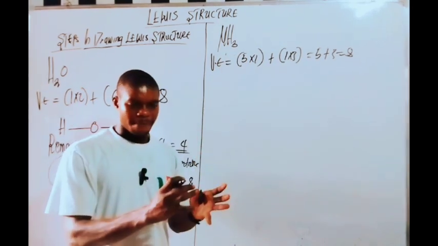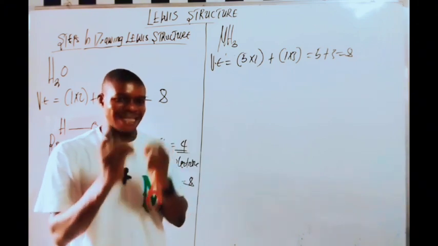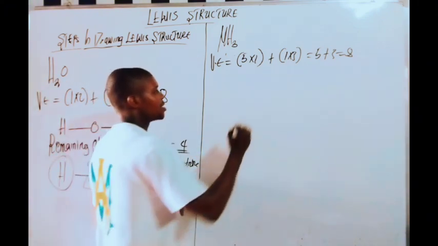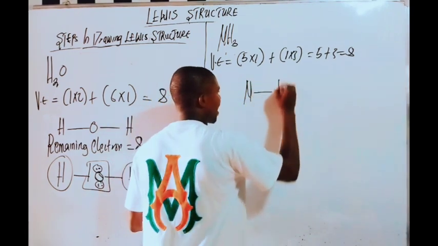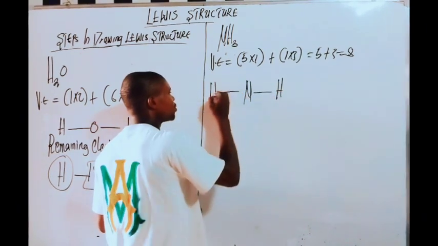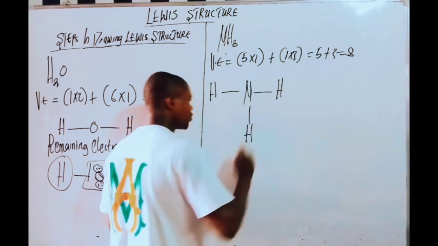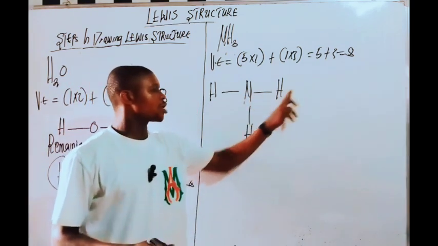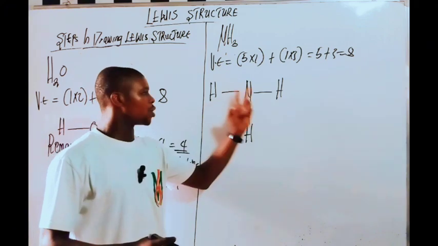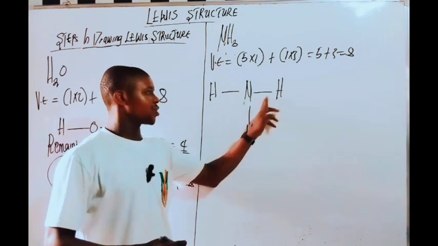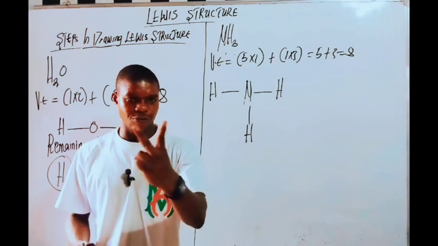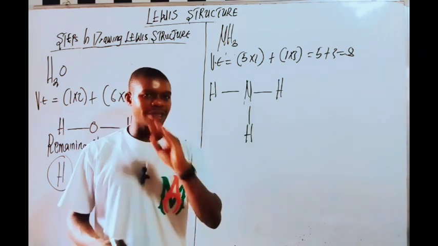The next thing we want to look at is drawing the skeleton by placing nitrogen at the center atom, while the 3 hydrogens are the side atoms. So it's going to be nitrogen here with hydrogens. Very important here: this nitrogen is the center atom connected to 3 hydrogens with single bonds. Here we have 3 bonds. 1 bond contains 2 electrons, so 3 bonds gives you 6 electrons.